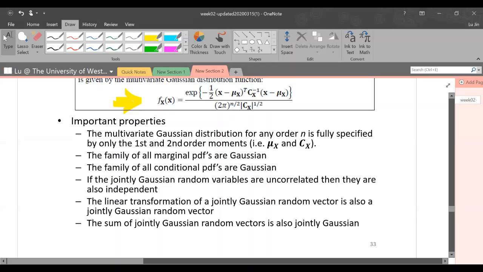Next one, all marginal PDFs of a Gaussian distribution are also Gaussian distributions. We have mentioned that in the two random variables case.